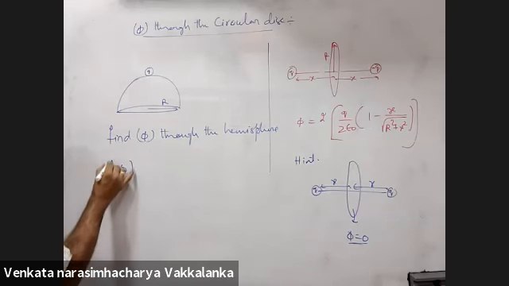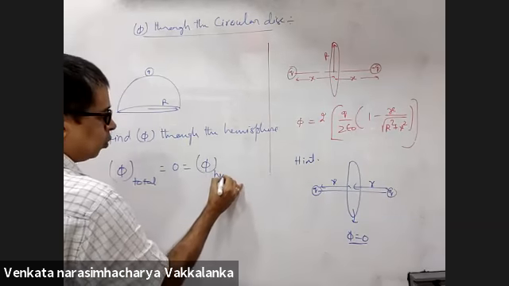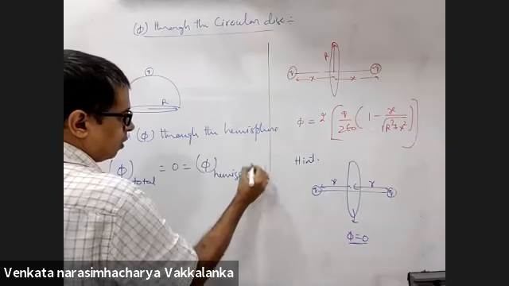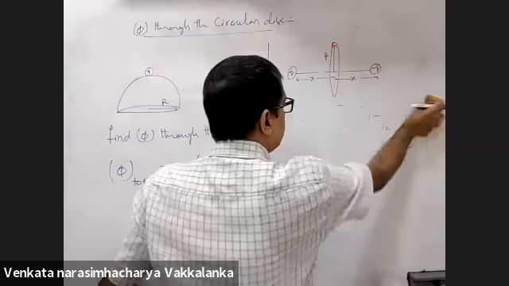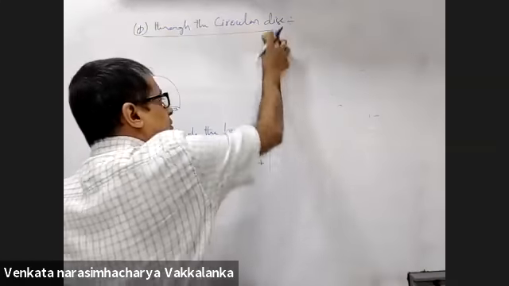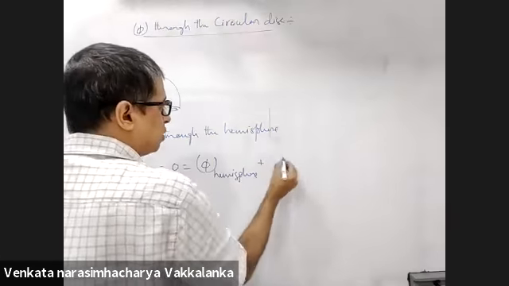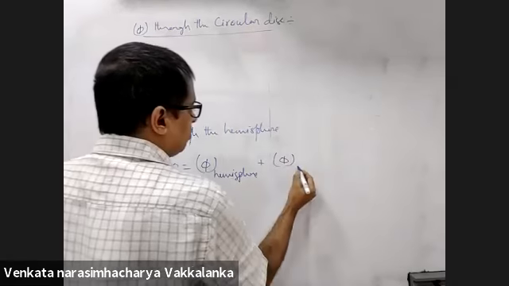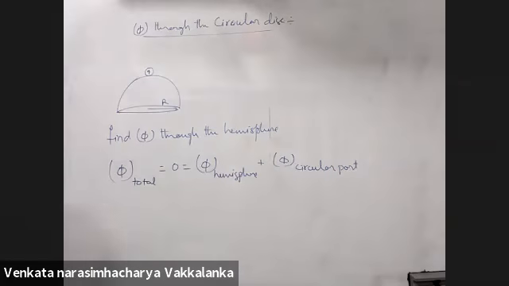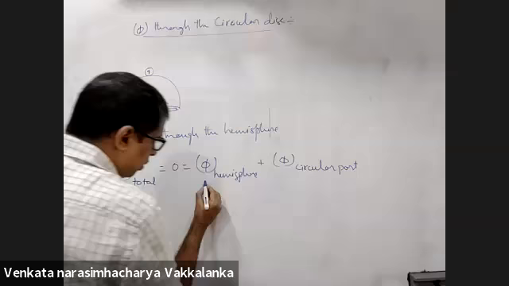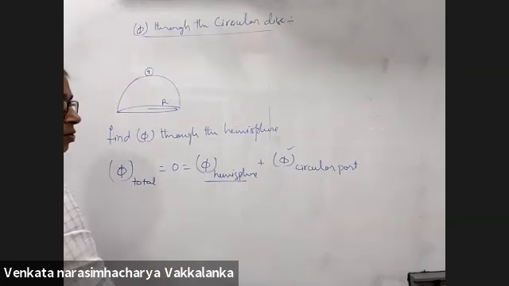Flux total is 0. That will be flux through hemisphere less flux through the circular part. Flux through the whole surface will be 0: flux through the hemisphere plus flux through the circular part. Do you agree with this? Yes, sir. I am not in a position to calculate this, but I know the answer for this. This and this I know. Will I get the flux through the hemisphere?